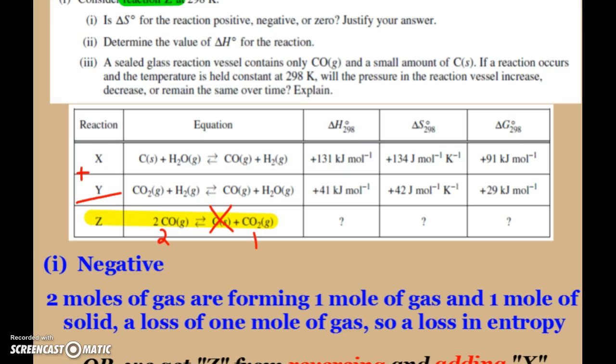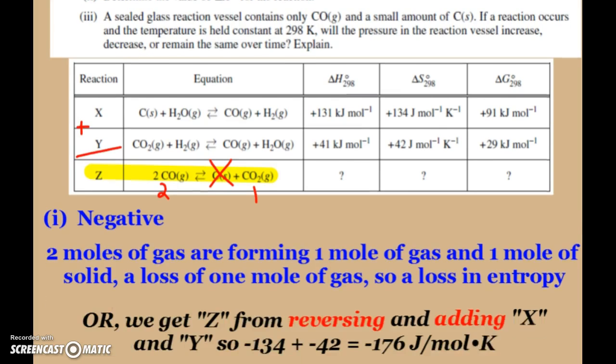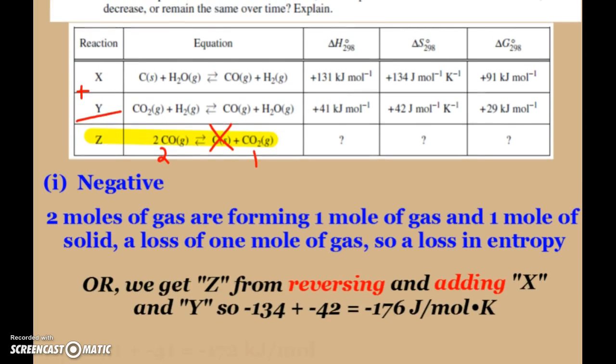entropy. The other thing you could do is you could use the numbers. When you add the reverses, so negative 134 and negative 42, you get negative 176. And there you go. That's your sign for your delta S. You did not have to do that. You could simply state that there's less gas.